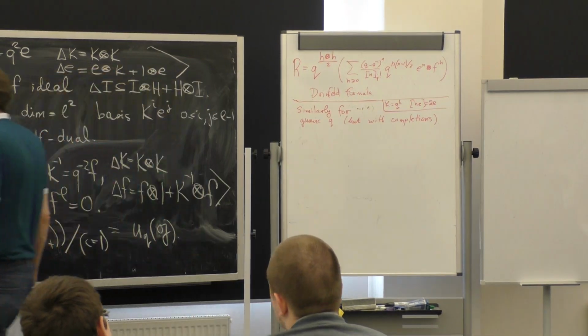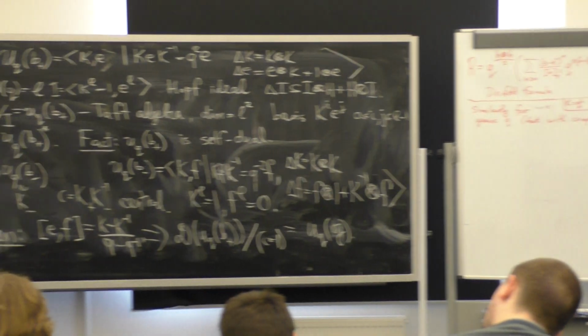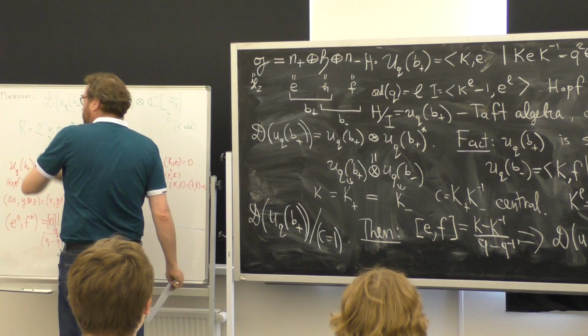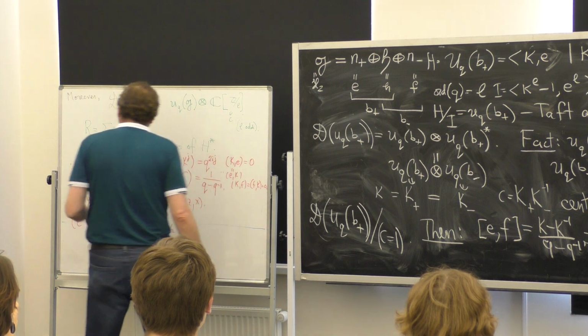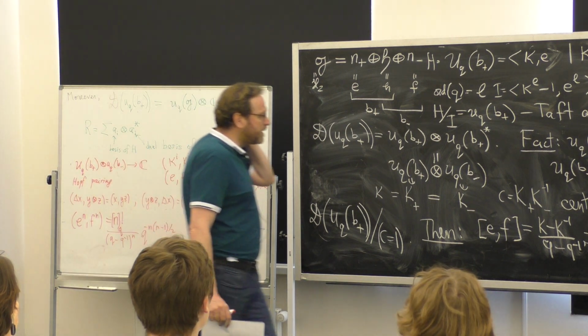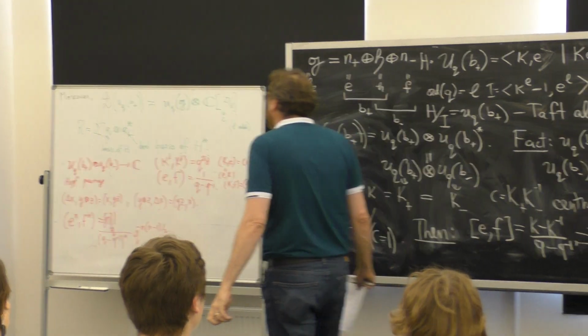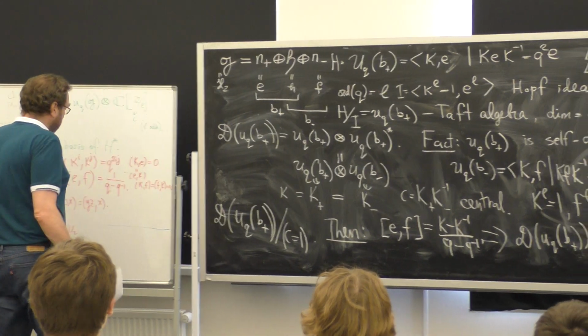However, because we took the restricted product, the R matrix is not going to lie in this tensor product. It will be in the tensor product of this algebra with itself. Because it is given by an infinite sum, it actually will be in the completion of the tensor product.